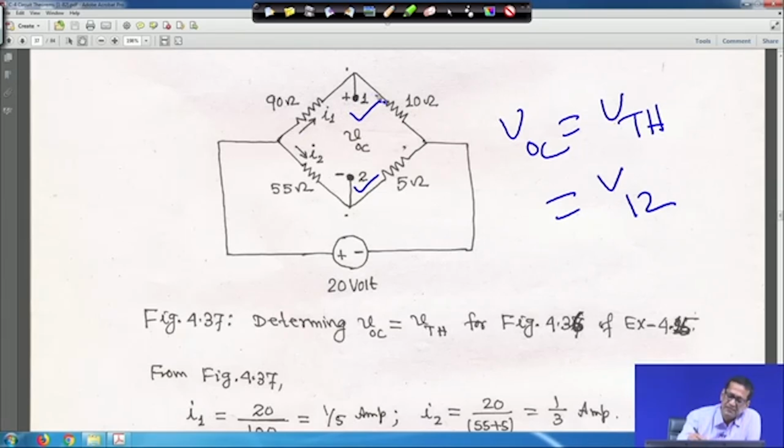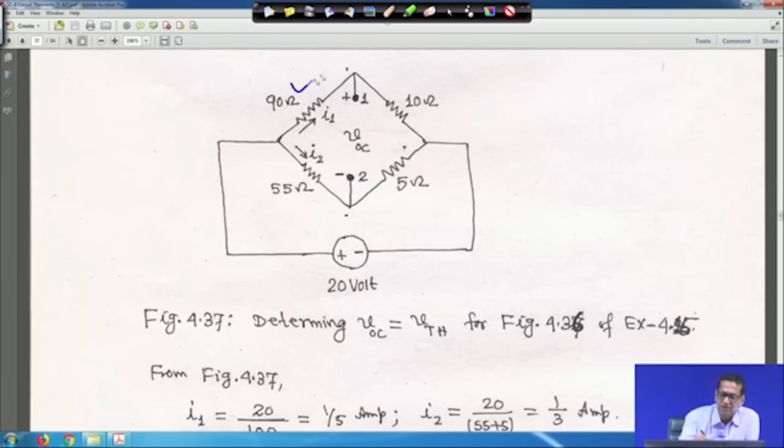As the 10 ohm resistance is open at terminals 1 and 2, the I1 current flows through the 90 ohm and 10 ohm, which are both in series. Similarly, I2 flows through the other branch. Across this, the voltage will be 20 volt. If I read the circuit, just for your understanding, the 90 ohm and 10 ohm are in series, so basically it is 100 ohm, and similarly the 55 ohm and 5 ohm are both in series.